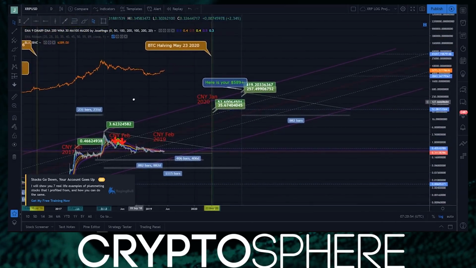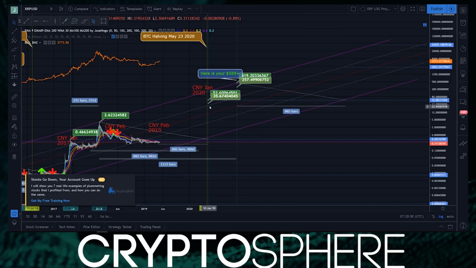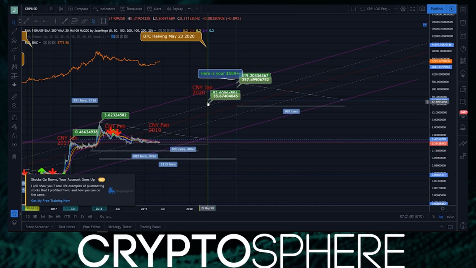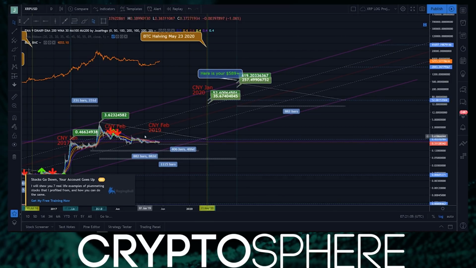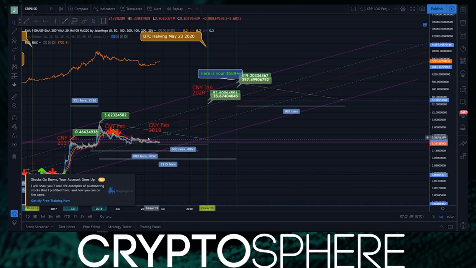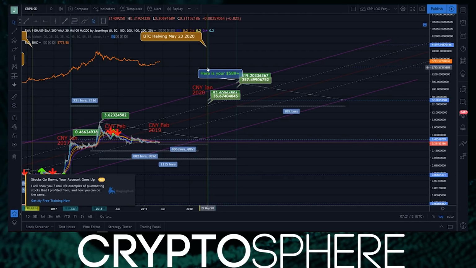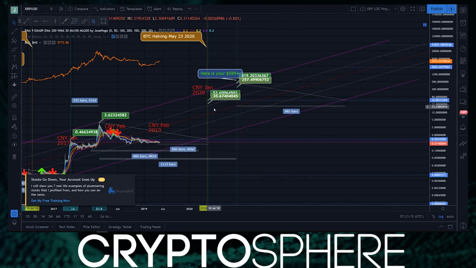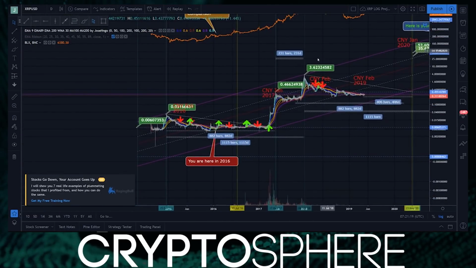Let's go to the next halvening. This is the next halvening that's going to happen around here. If someone was to say, oh yeah, XRP is going to go up on this next halvening, that's pure luck because of this projection that I have here. I don't feel that the halvening has anything to do with it if the price does hit right here. Okay, so let's go back to here.